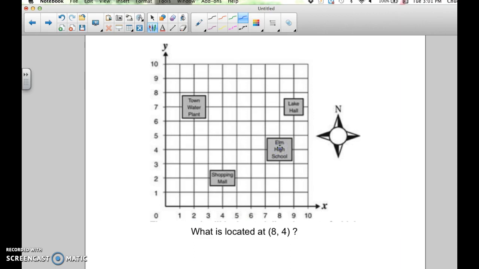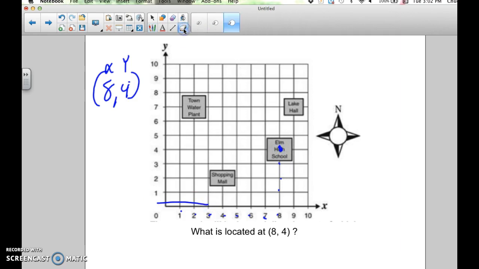All right, now tell me, how did you get to here? How did you get to this Elm High School? What did you do? So you did your X first, because if I'm saying 8, 4, this is X, and you said this is Y. So you went 1, 2, 3, 4, 5, 6, 7, 8, and you went up 1, 2, 3, 4. And that is right. Miss Davis taught us you have to go in the door before you can go up the steps of the house. And I like the way she taught us that. That makes a lot of sense.